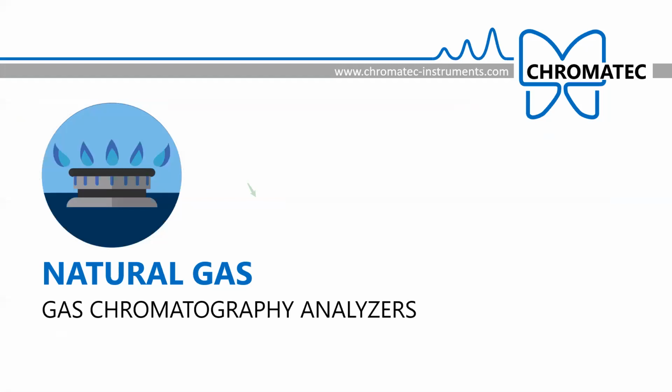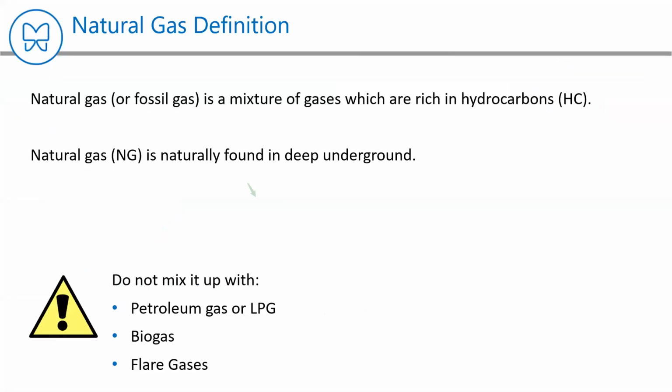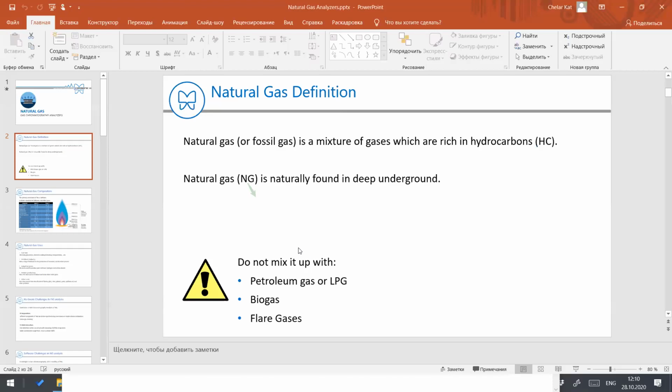So, natural gas analyzer. Let us start by fully understanding what natural gas exactly is. Natural gas, or fossil gas, is a naturally available mixture of gases which are rich in hydrocarbons. It is available deep underground, and please don't mix it up with LPG or petroleum gas or any other gases. Okay, I think it's easy.